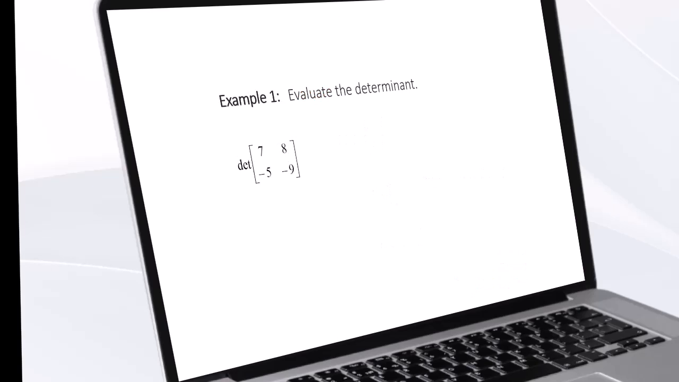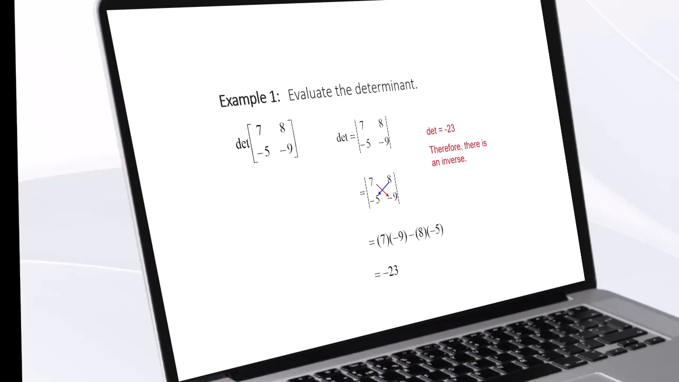Now, calculate the determinant of this matrix given here. So the determinant is given by the product of the leading diagonal, which is 7 multiplied by negative 9, then subtract the product of the other diagonal, which is 8 multiplied by -5.